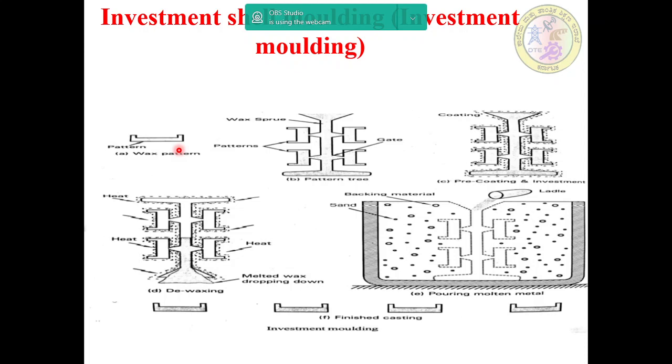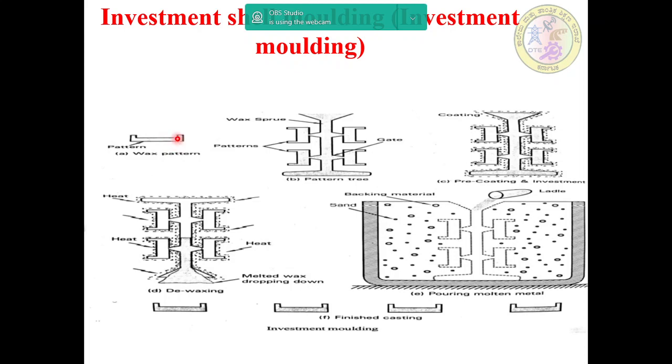Here the refractory slurry consists of silica sand, and then binder, which may be ethyl silicate or colloidal silicate, and then you are using some accelerator, and then water. First, the required shape of the pattern is obtained by injecting molten wax into a metallic die. After freezing, the pattern is taken out of the die. That is preparing the wax pattern.